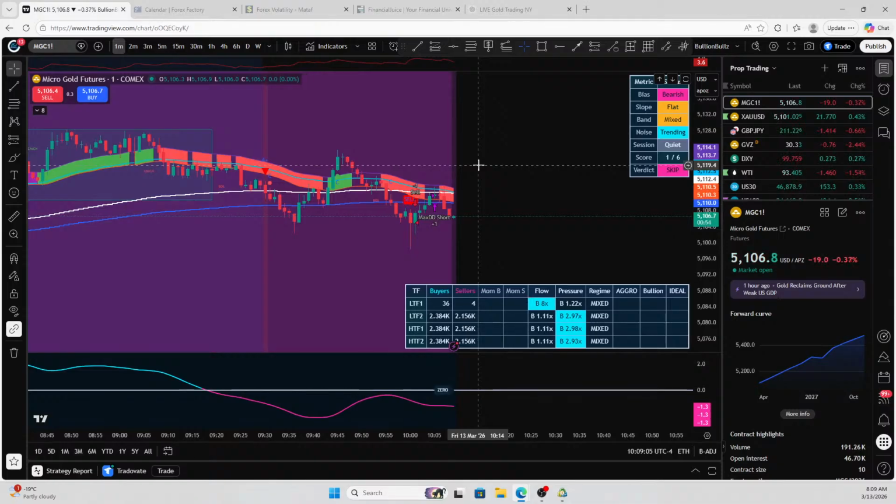Okay, so buyers have started dominating the market, and we're going to wait for our structure to start establishing as well. Remember, there has to be structure, and then there has to be a setup that should form in our buy direction. Now, there are a couple of things that have to get aligned before we take any trade setup.